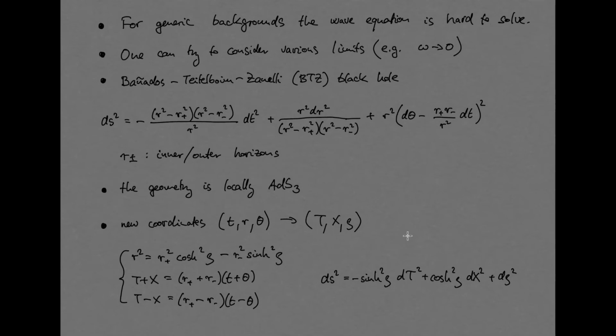And the exercise for you will be to solve the scalar equation of motion in this space-time. And for that, we'd like to go to new coordinates. So we replace t, r, and theta by capital T, not to be confused with the temperature, capital X, and rho. These new coordinates, which I want to define implicitly via these equations here. Okay, so you can check that the metric in these new coordinates will be this simple metric here, minus sinh squared rho dT squared plus cos squared rho dX squared plus d rho squared.